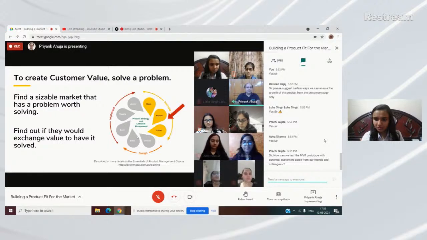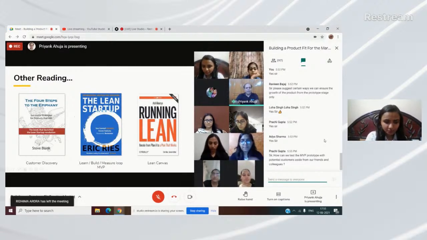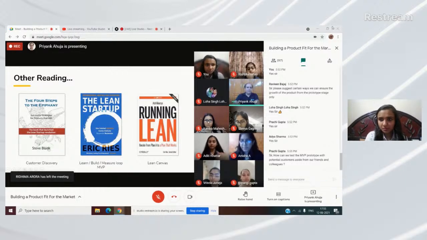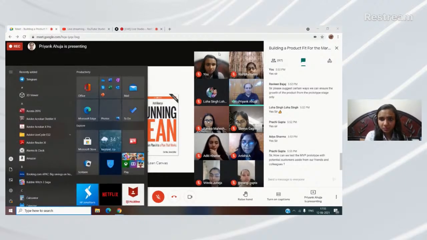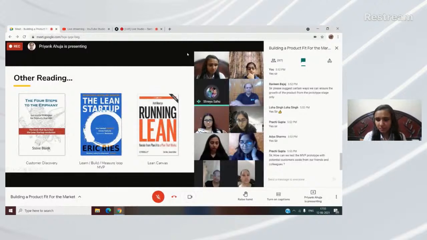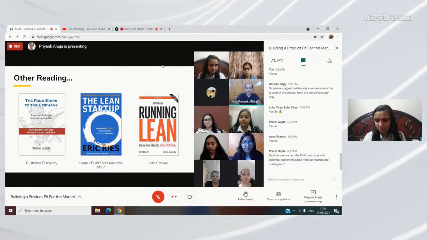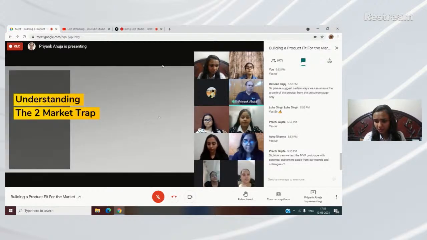If you want to explore more about this, there are three good books on the screen. If you have time, then definitely go through them. The first is Customer Discovery, which is based upon the Four Steps to the Epiphany. Then you have The Lean Startup, and then you have the learning. These are the best books which can cover your basics on product market fit and the metrics part. Now let's jump into the market trap or market fit.